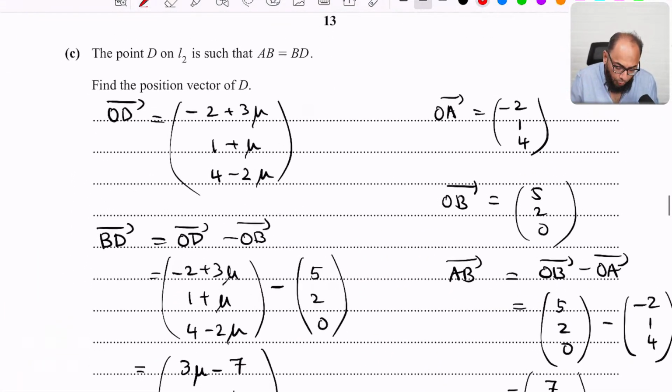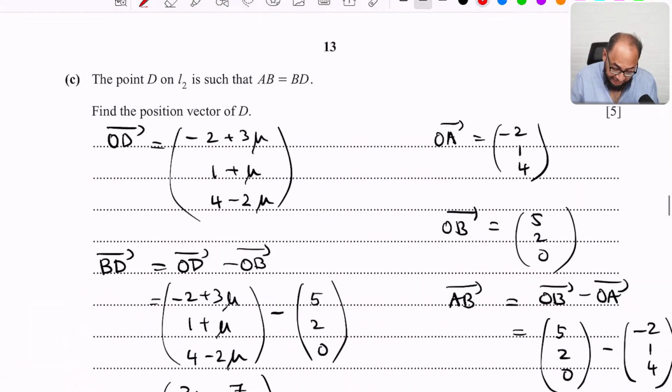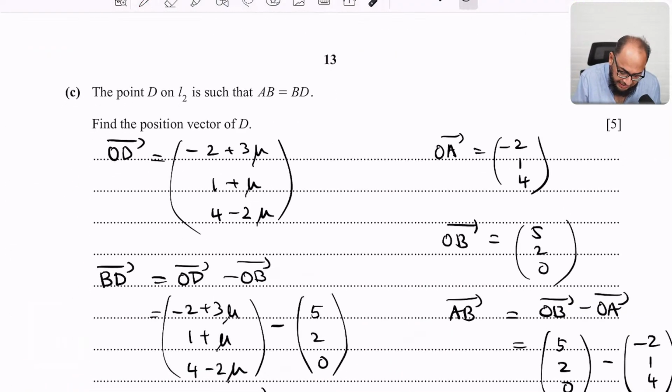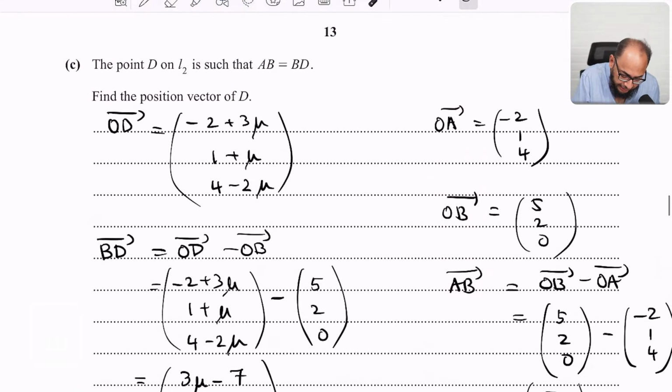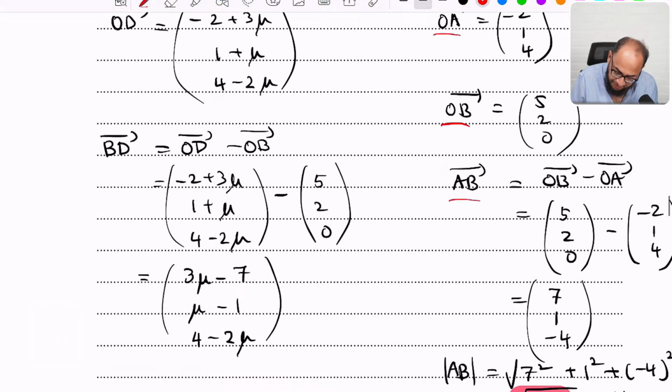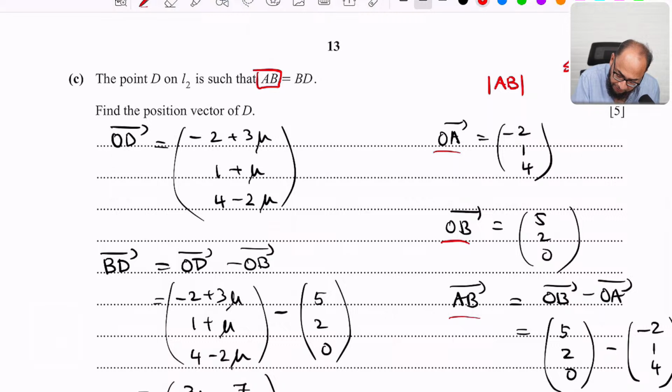The next one, the point D. This is also a nice one. The point D on L2 is such that AB is equal to BD. So AB, that is over here. I think this is the working for AB. So let me write over here, magnitude of AB. I have OA, I have OB, I find AB, I find the magnitude. So this is step number 1. The next one, BD. So step number 2 is right over here.